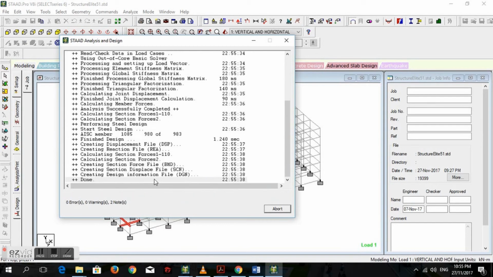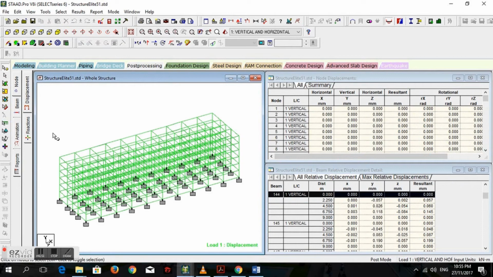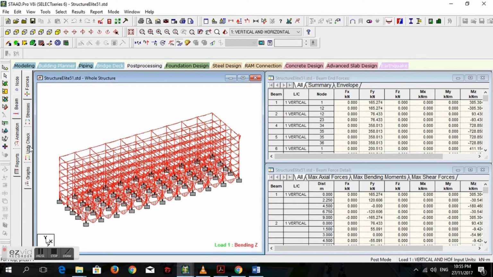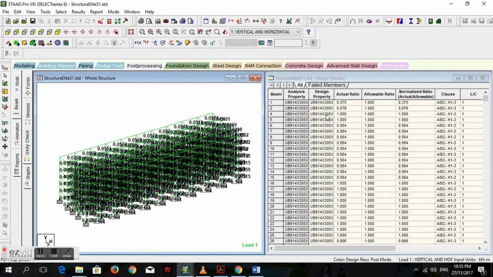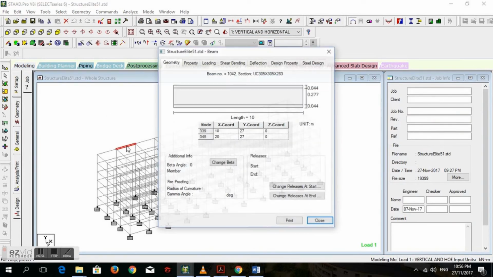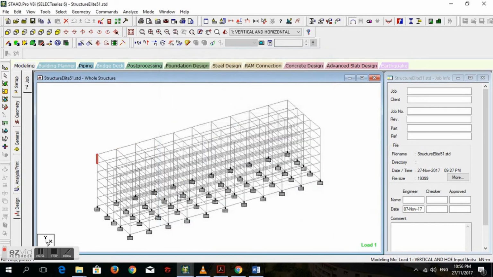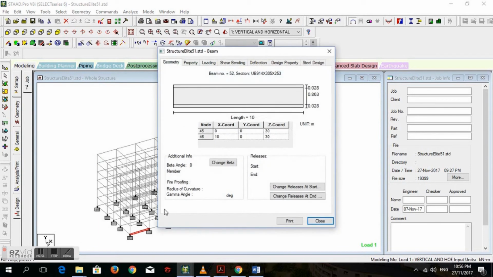Okay, we're done. So we go to post processing mode. Here we go to B. We go to unity check. Again we do the same thing. This is the fun part, when all vertical and horizontal load are combined into one case, and such beam is provided, which is UC 305 283 and UB 914 305 253 for the level of processing.